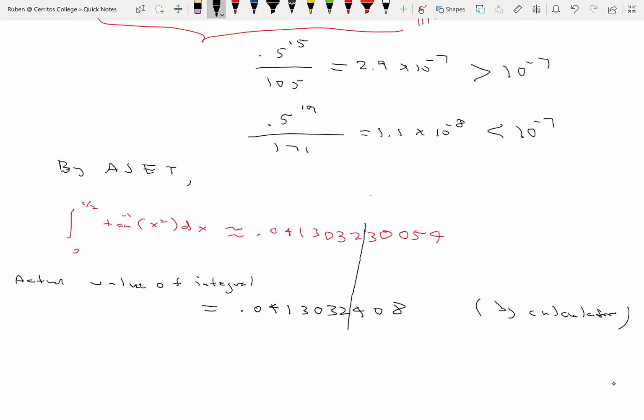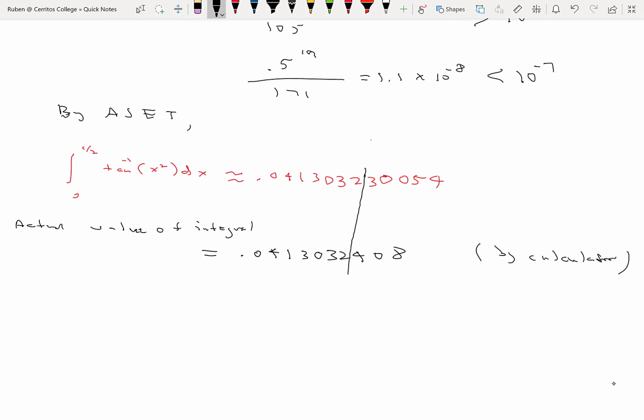Our maximum error was guaranteed to be less than 10 to the negative 7th, or 0.0000001. That means we are guaranteed 1, 2, 3, 4, 5, 6 decimal places of accuracy. At least our error was less than that. We got 1, 2, 3, 4, 5, 6, 7 decimal places of accuracy. So our error estimate worked out just fine.